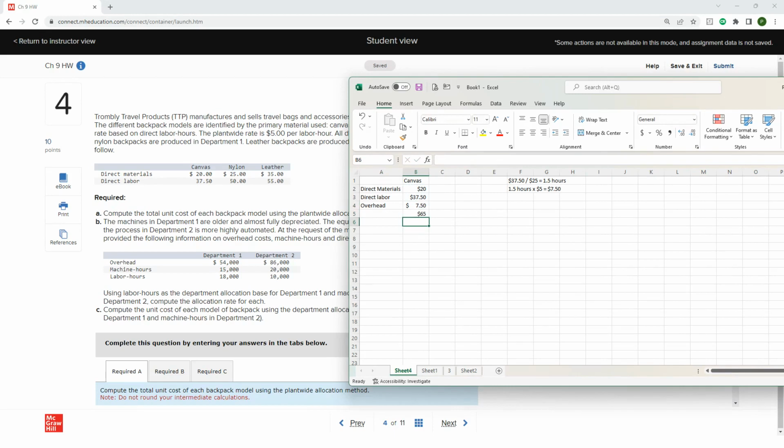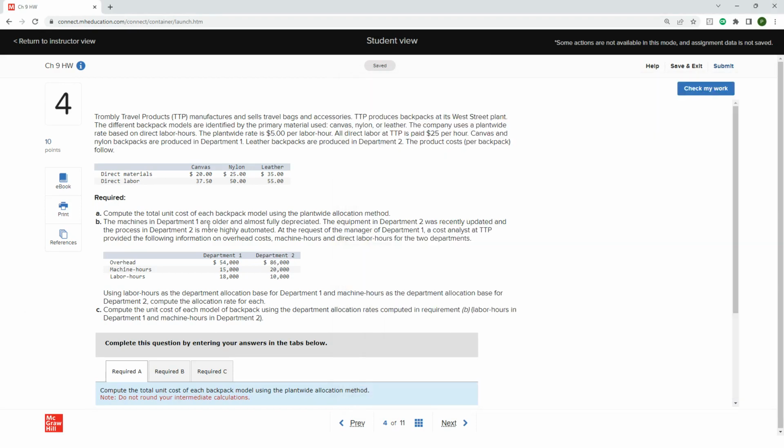All right, so for the other two, you can do on your own. Again, you just have to convert the direct labor cost given to you into hours, and then you multiply that by 5 to get your overhead cost. And then for part B, you can do that on your own. You're just calculating overhead allocation based on different things.